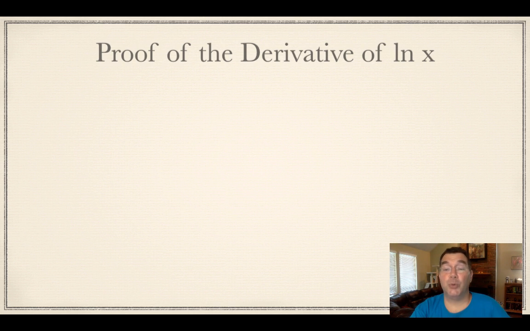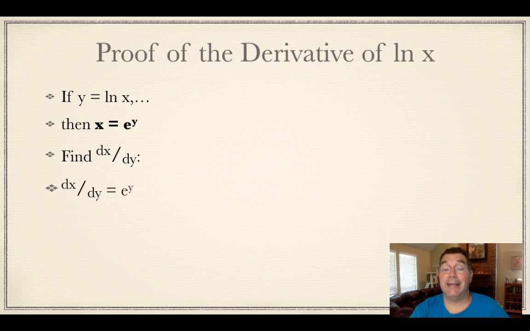So here's how I'm going to prove that the derivative of the natural log of x is 1 over x. Okay, if I have a function and it's y equals the natural log of x, that means that x is e to the y, because e and natural log are inverses of each other. All right, so now instead of finding dy dx, I'm going to find dx dy. Well, the derivative of e to the y is e to the y. We talked about that in the last lesson.